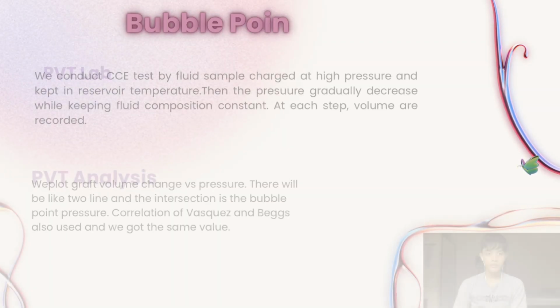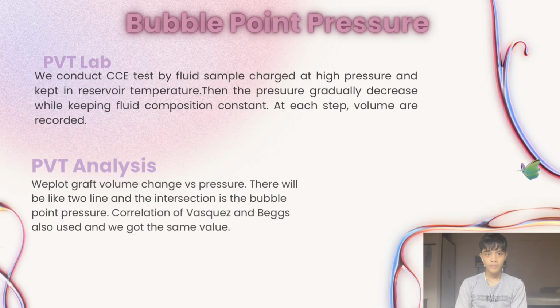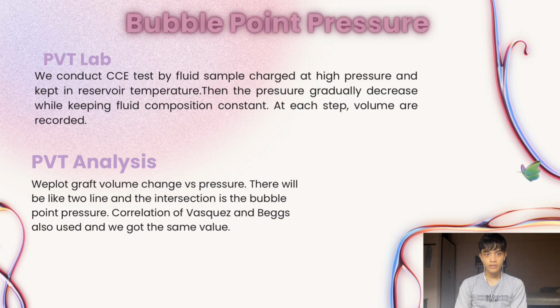Hi, this is the summary part for integrating PVT lab and PVT analysis. For the bubble point pressure in the PVT lab, we conduct the CCE test with a fluid sample charged at high pressure and kept at reservoir temperature. Then the pressure gradually decreases while keeping the fluid composition constant. At each pressure step, the volume is recorded.